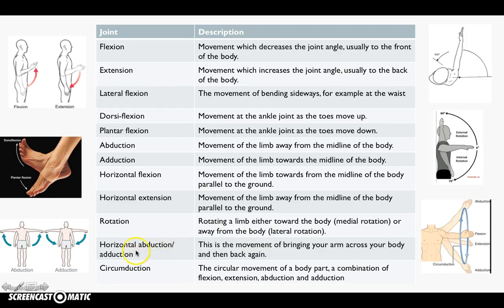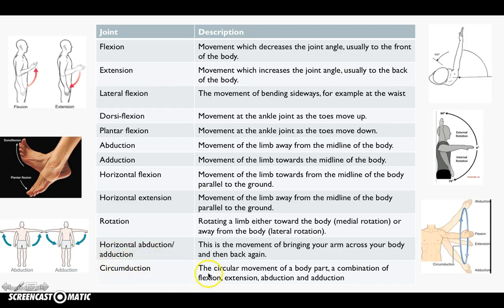Horizontal abduction, horizontal adduction. This is the movement of bringing your arm across your body and then back again. So across your body would be adduction, and back again, away, would be abduction. And finally, we've got circumduction, the circular movement of a body part or combination of flexion, extension, abduction, and adduction. This only takes place at the shoulder.